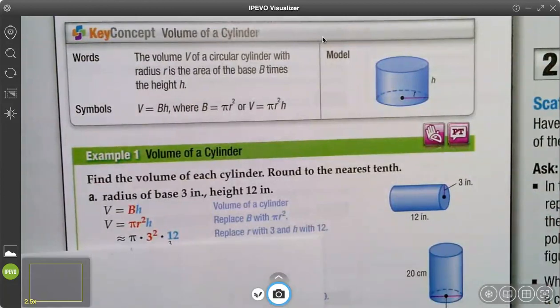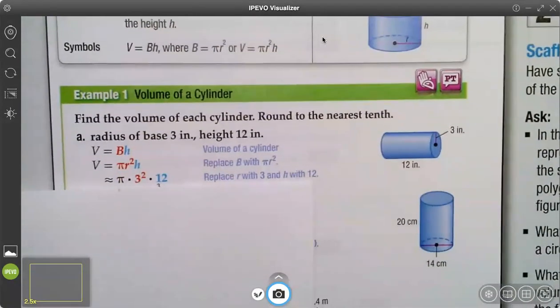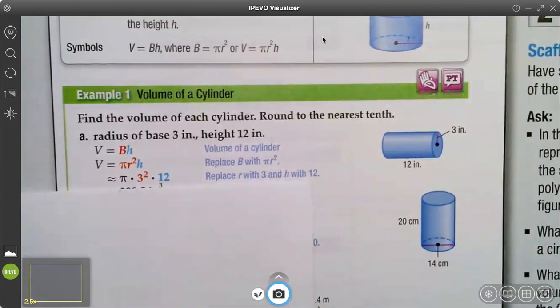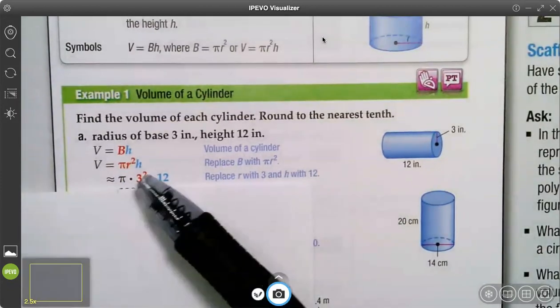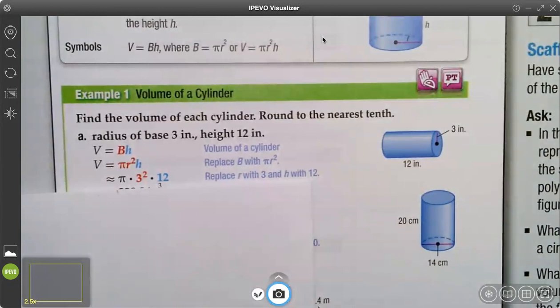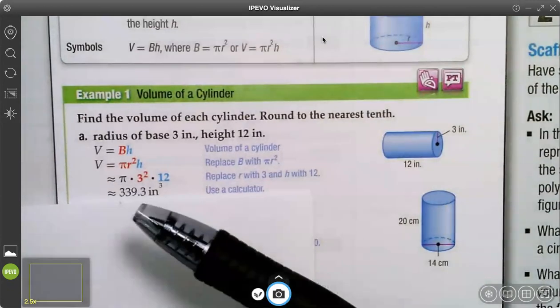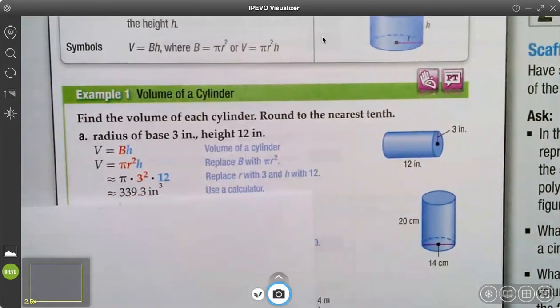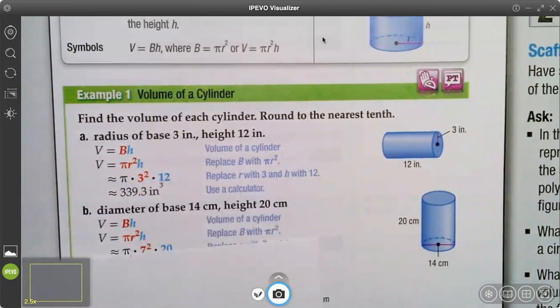Now, order of operations come into play here. We have to do 3 squared first and get 9. You have to do exponents before you multiply. So the first thing you have to do is say 3 squared is 9. Then, and I'm going to show more work when I work them out, but in this book, it just multiplied 9 times 12 times pi and got the answer. And you can do that. You can put 9 times 12 times pi in your calculator as long as you do the exponent first.